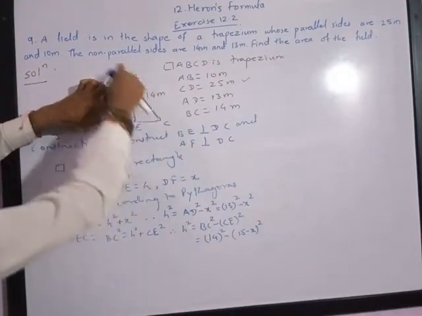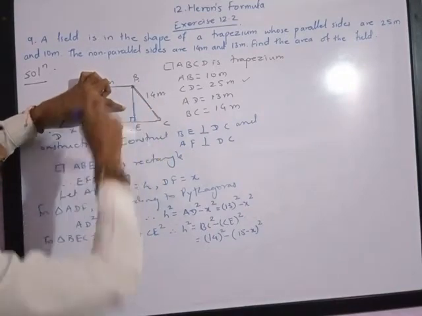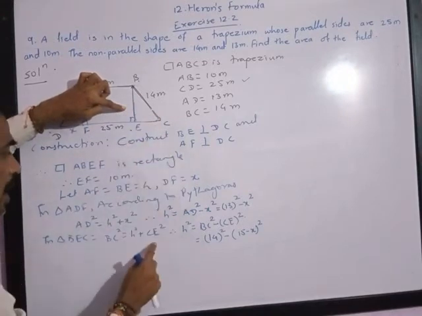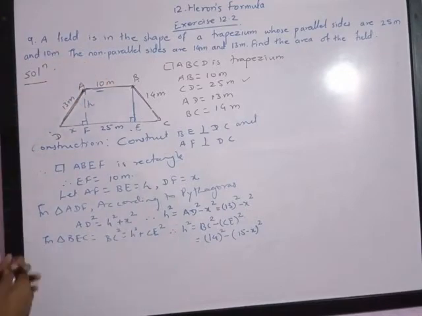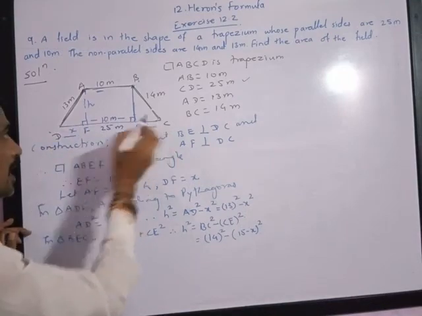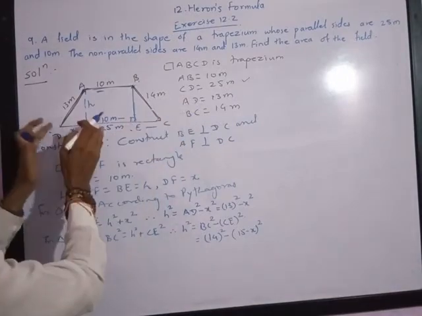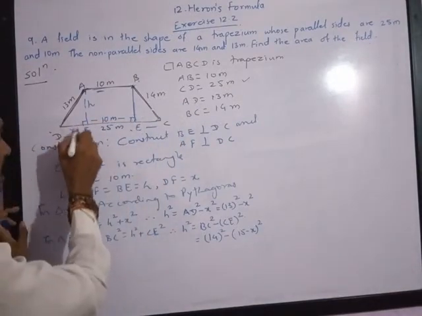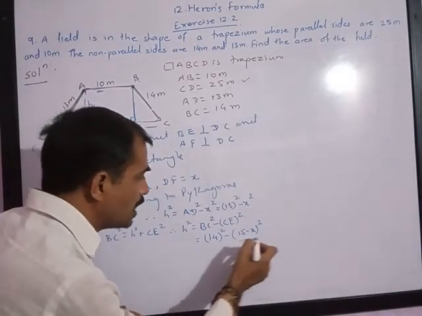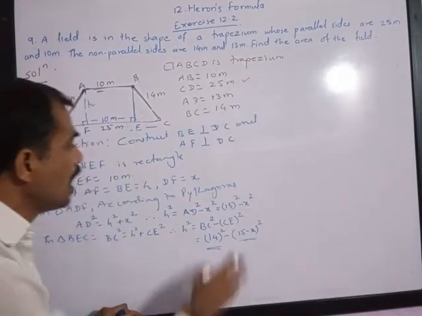Now in triangle BEC, according to Pythagoras, BC square, hypotenuse square, is equal to the sum of the squares of the remaining sides. It means BC square is equal to h square plus CE square. Now CE is nothing but, understand this, this is 10 meters, so DF plus CE is 15 meters. Total distance was given to us as 25 meters. Out of this 10 is gone, so total distance DF plus CE is 15. Out of that we have considered DF as x, so CE will be 15 minus x, and BC is equal to 14 meters. So 14 square minus (15 minus x) square is equal to h square.